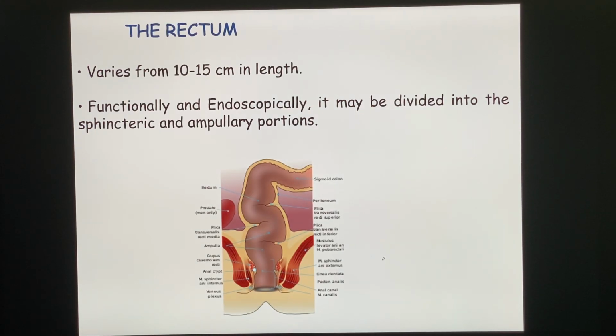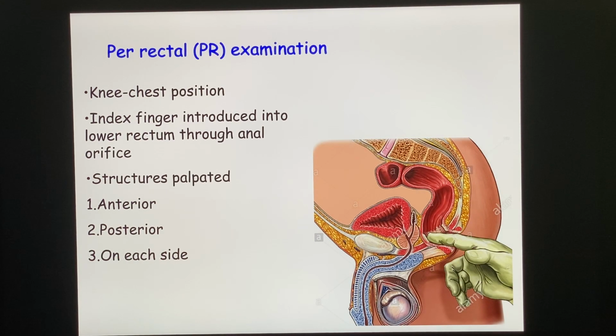Okay, so rectum and anal canal. Basically you need to know about per-rectal examination, for the structures that are palpated anterior to it, posterior to it, and on either side. In males, you can palpate this gland, called the prostate gland, right? So you can palpate this prostate gland, just to make sure that it is not enlarged.